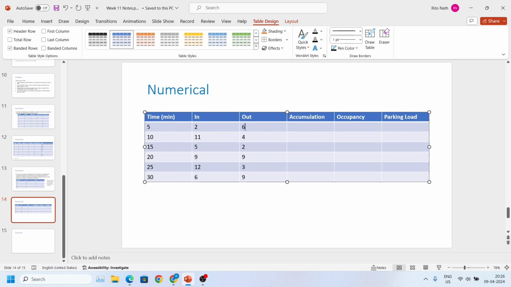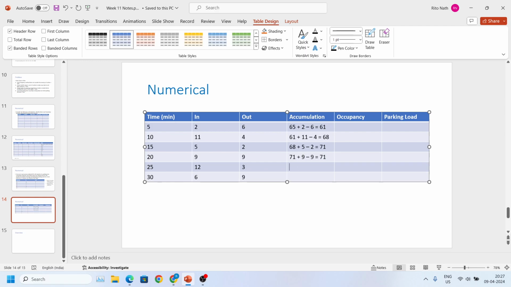So the initial accumulation was 65, and then two vehicles came in and six left. So the accumulation would be 61. Right. For the next one, you have 61, 11 comes in, 4 goes out, so we are left with 68. For the next one, it's 68, 5 comes in, 2 goes out, and you're left with 71. After that, it's 71 plus 9 and minus 9, so it remains 71.